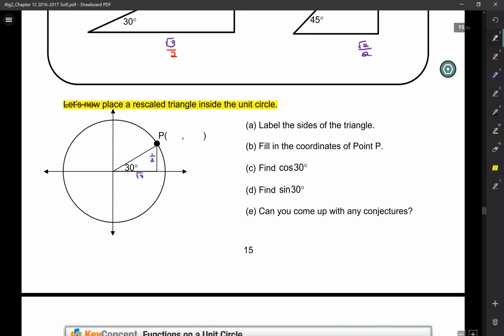And this is root 3 over 2. And that's all I care about. I don't care about the hypotenuse anymore. That's just archaic. We did that in geometry, not anymore. This is all I care about. It's 1/2 and root 3 over 2, okay?